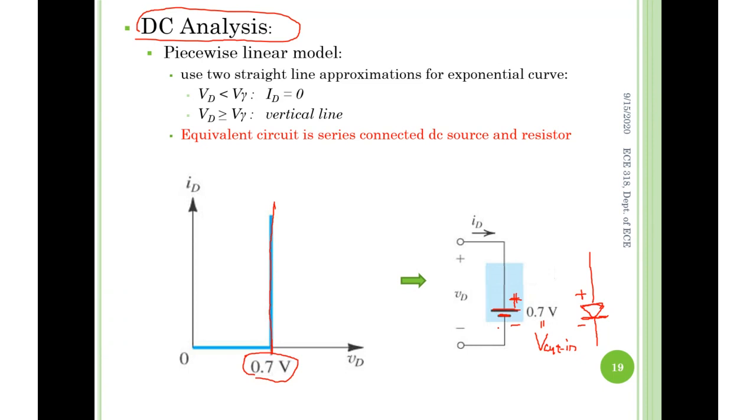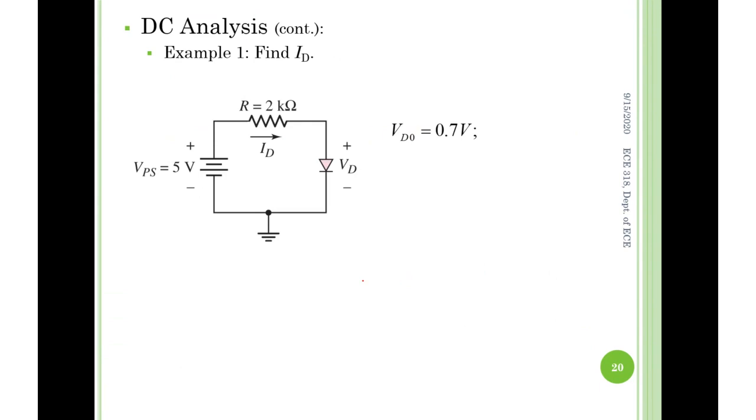The value equals the cut-in voltage, not necessarily 0.7, but whatever is given. A very simple example here, and this is a diode circuit. What we're seeing is you only have a DC supply, a DC input, without any AC input. So this is purely a DC circuit. There's no AC source. So we're going to replace the diode in the circuit by a DC model with polarity like this, with a value of 0.7 as given.